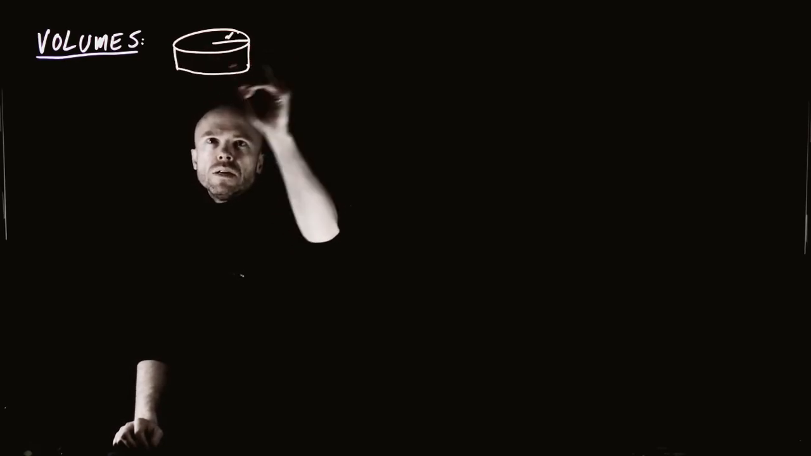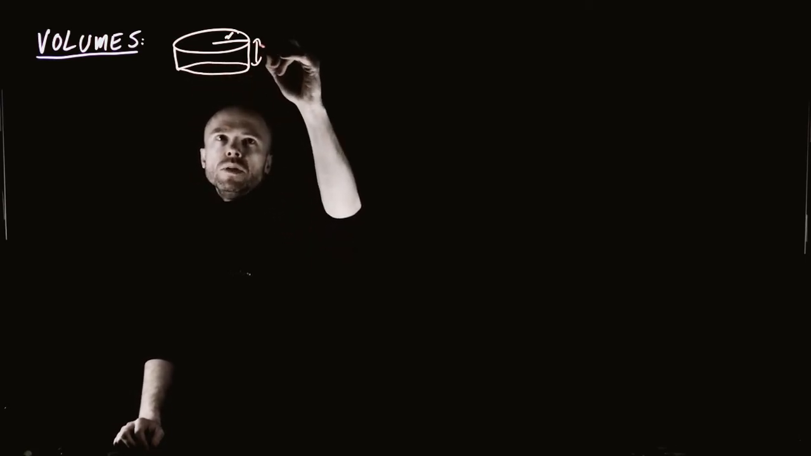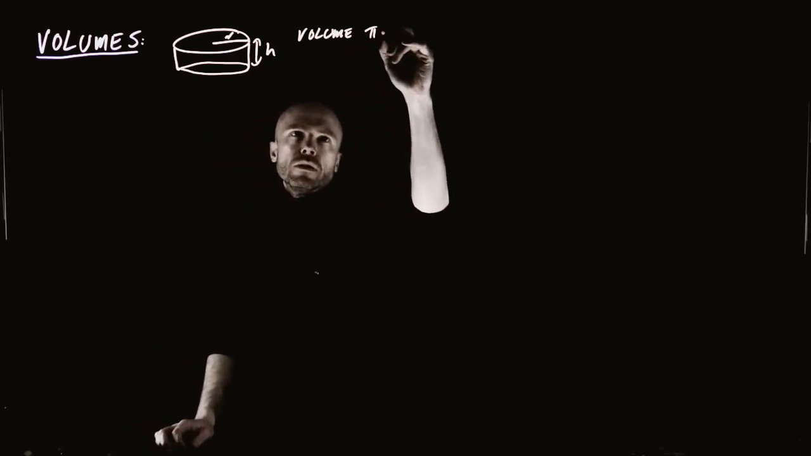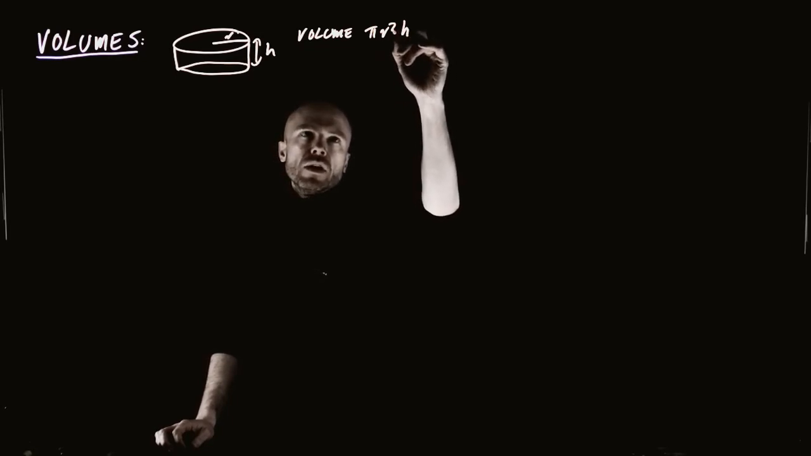So what do we know about volumes? Well, to begin with, not too many situations. So if we have a cylinder, so something like this, where this has got radius r, and this has got height h, then we know this volume. It's just the base times the height.